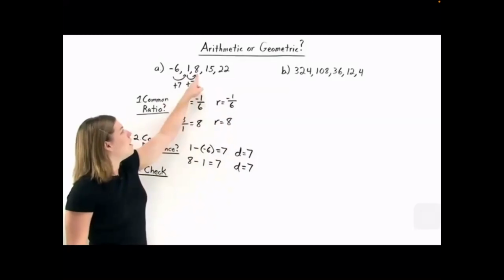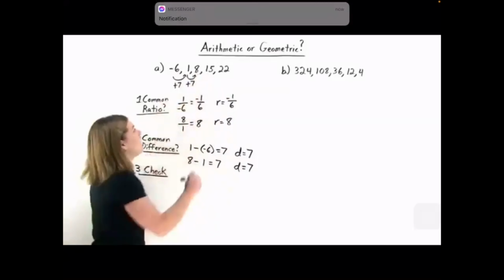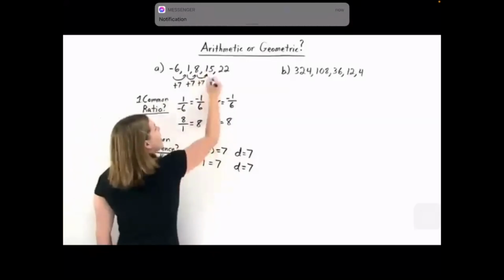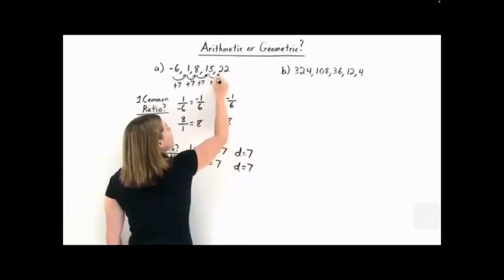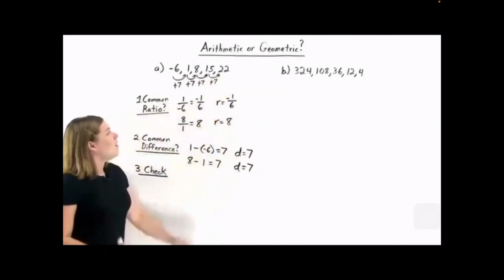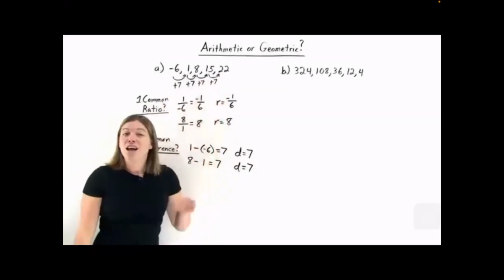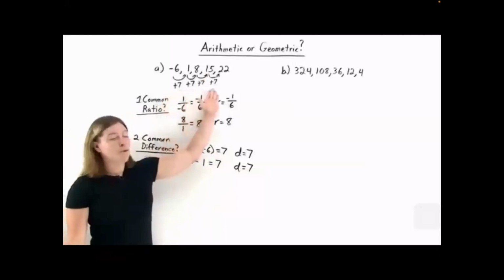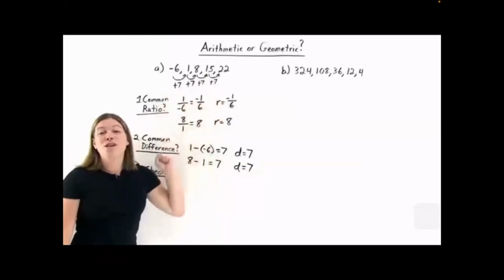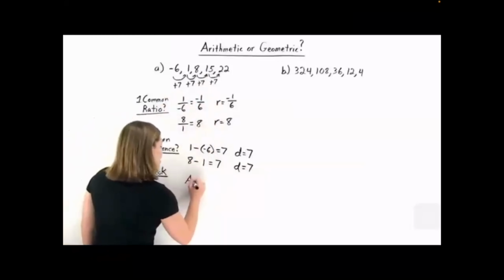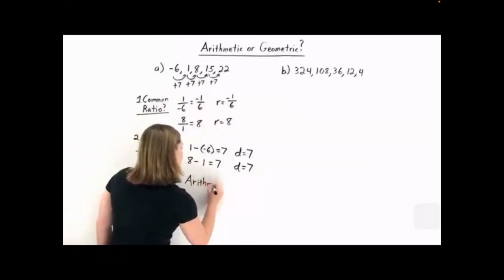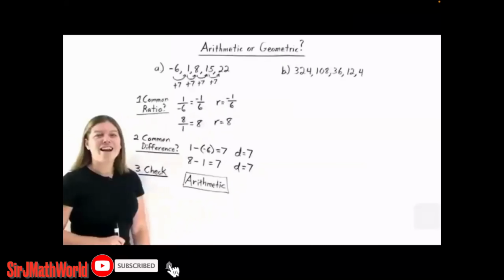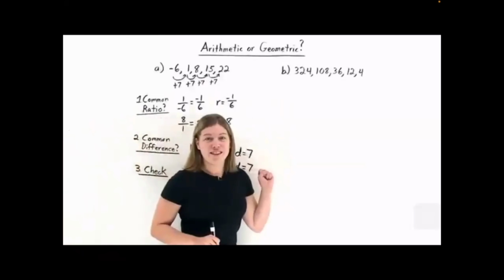Well, here we now have 8, and we need to get from 8 to 15. Well, if we take 8 plus 7, we get 15. And sure enough, if we take 15 plus 7, we get 22. We have this pattern of adding 7 each time we want to get the next term in the sequence. Since this is the same number we're adding each time, that means that we do indeed have a common difference. Since we have a common difference, that means that this sequence is arithmetic. Now let's take a look at our other given sequence.